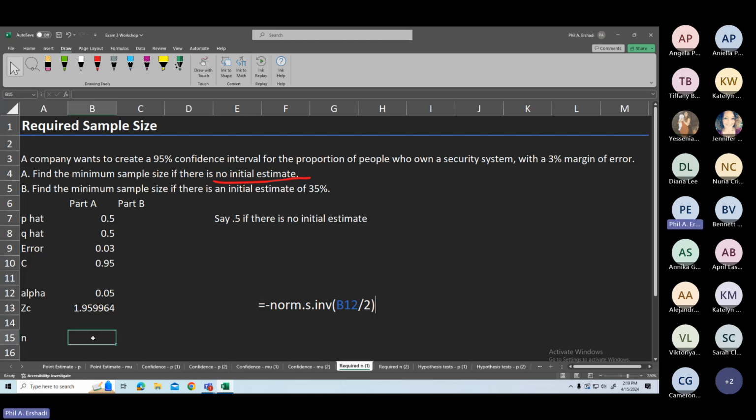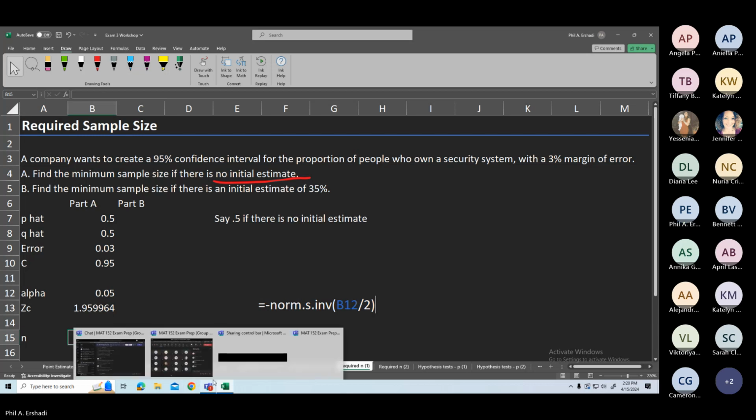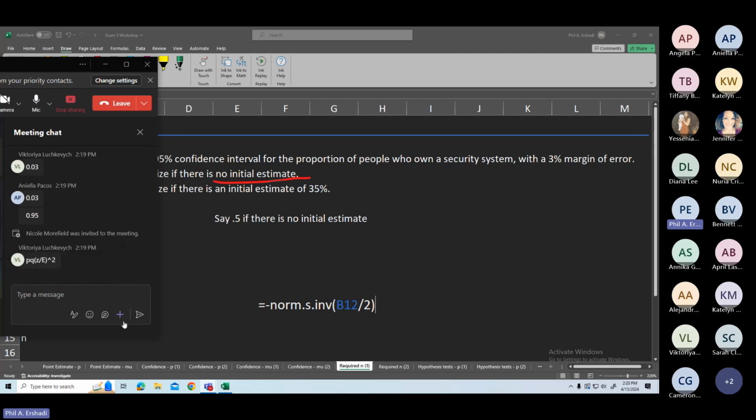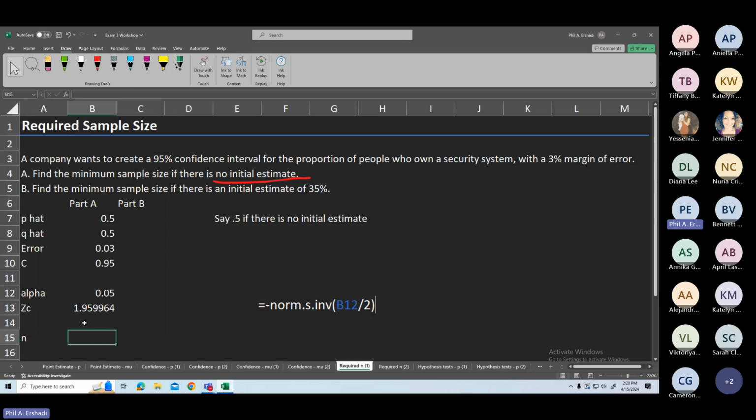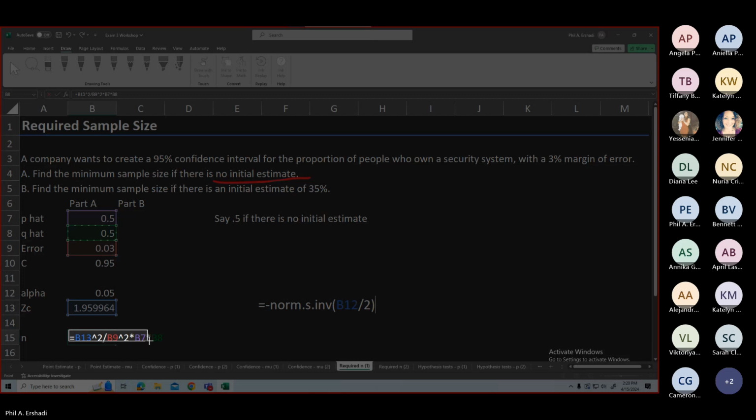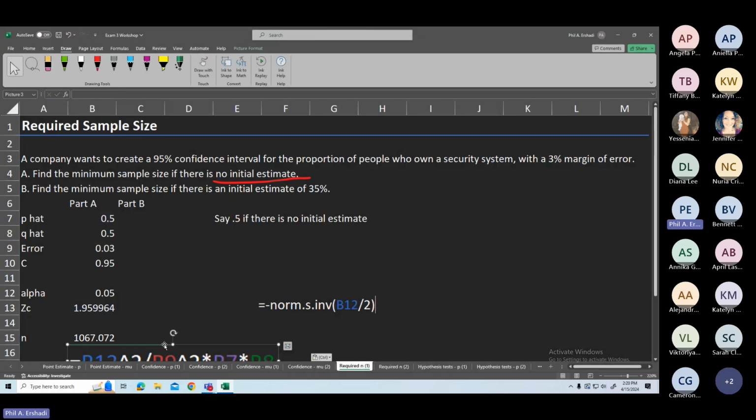All right, so now that we have all that gathered up, how am I going to find my n? What's the formula for that? Yep, very good. So P times Q times Z over E squared. You can also write it like this. You can say Z squared divided by E squared multiplied by P multiplied by Q. But the way that you typed it in will work.